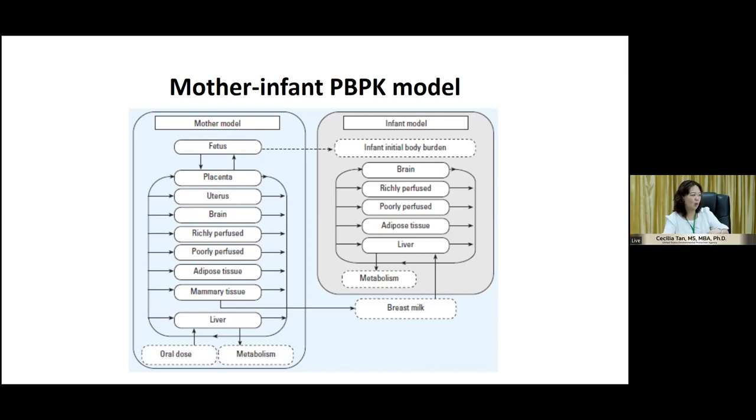After the baby is born, from the mammary tissue, it generates breast milk, and then the breast milk can go into the infant. Because it is oral consumption, in this case it goes directly to the liver. It's skipping the GI tract, so it goes directly to the liver. At the same time, this infant has been exposed while inside the mother, so when it is born, it already has some initial concentration in the body.